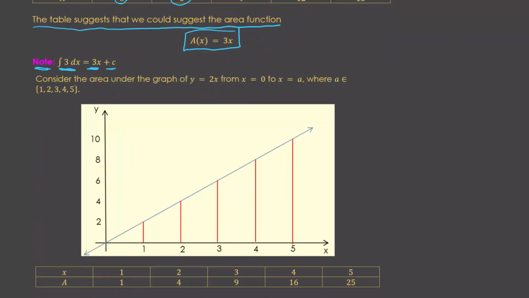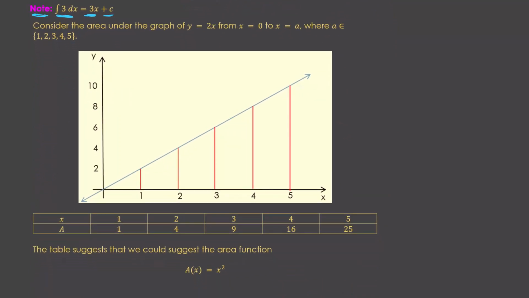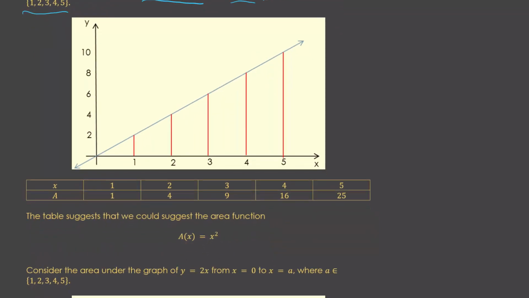So we're now going to consider the area under the graph of y equals 2x, from x equals 0 to x equals a, with the same things here. So if we think about this area when x is 1, we're talking about a triangle with a height of 2 and a width of 1. Half times 1 times 2 is 1.